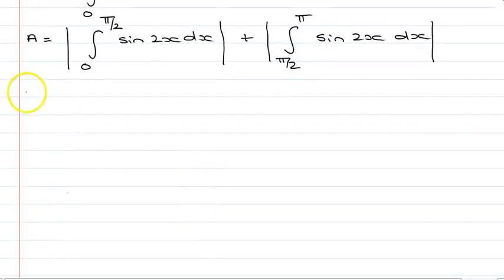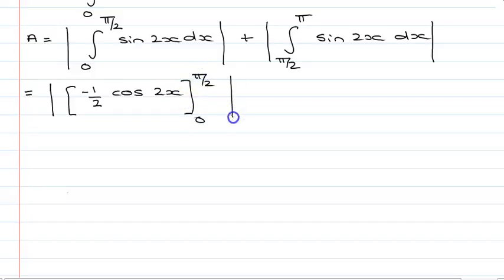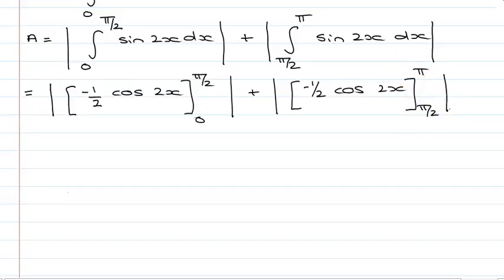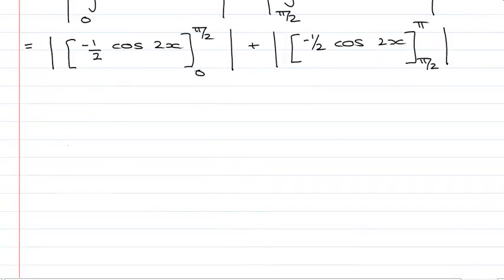Okay, now I need to integrate. Obviously this is going to give me the same integral. So as I integrate, this becomes minus a half cos 2x, and I'm going to go between 0 and pi upon 2. And obviously I'm going to write that out exactly the same again, only this time I'm going between these two and take the absolute value. Now we've got to start substituting in, so I'm going to write really small. Remember, I'm taking the absolute value.